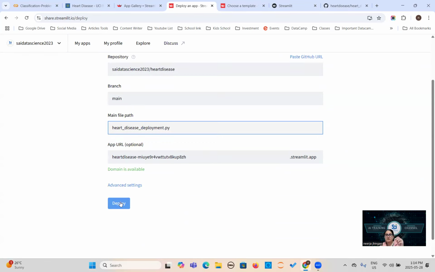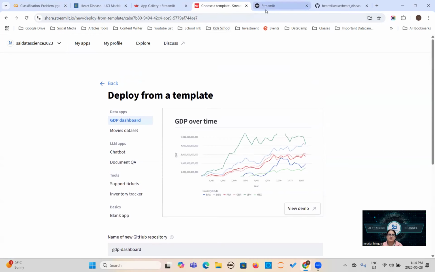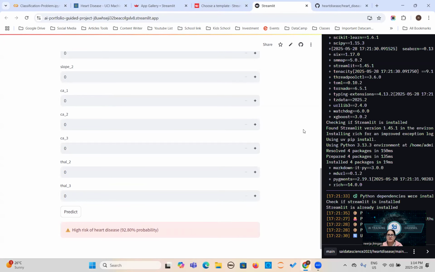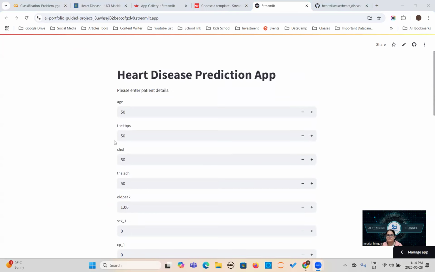When you click on deploy, it will show some icons, keep on running. Okay, don't worry, it will take a few seconds and that's it. I'm not going to deploy it again because my application is already there. So I will cross this one and we will come here. Okay, once your file is deployed, the model is deployed, it will look like this.